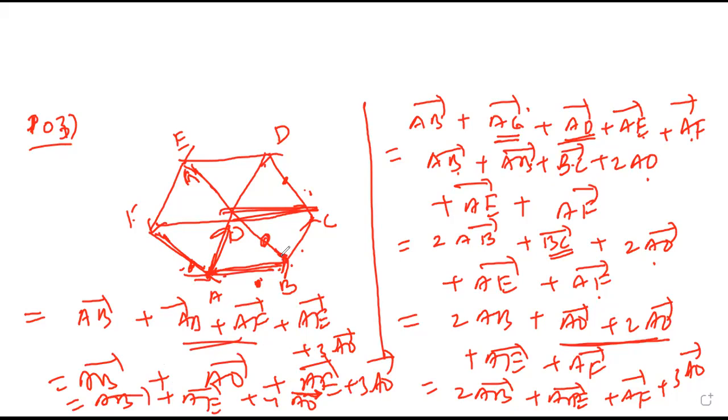AB plus AE. AE we wrote as BD, B to D. I'm just clearing everything. You just copy this much only. AB plus AE plus 4 AO is our last.